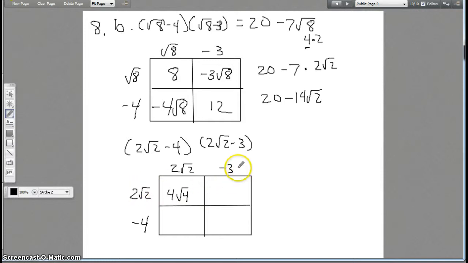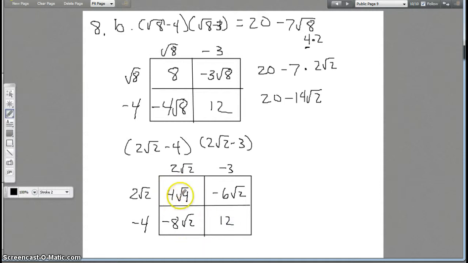2 root 2 times negative 3. We multiply what's outside the parentheses. Negative 3 times 2 is negative 6. And then we have a root 2. Negative 4 times 2 root 2, we multiply what's outside the square root. Negative 4 times 2 is negative 8, and then we still have a root 2. Negative 4 times negative 3 is a positive 12.